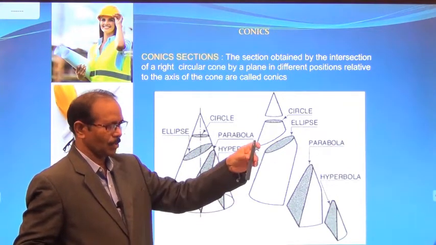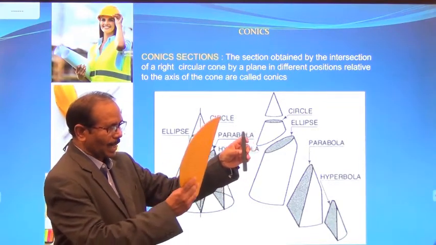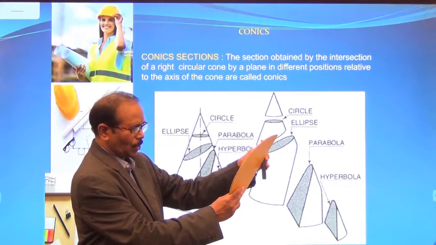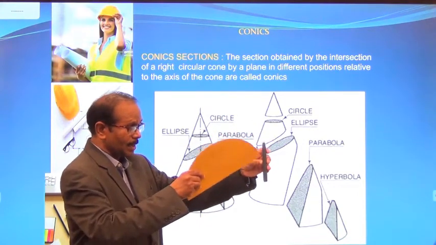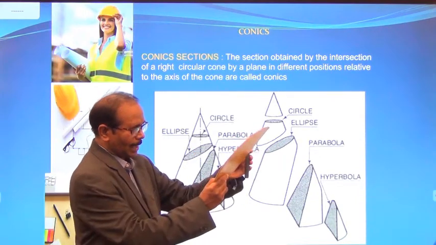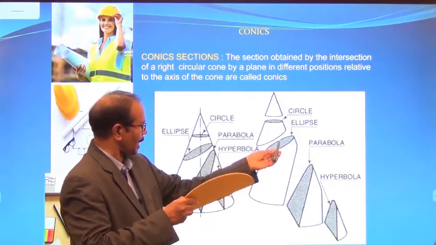Let's assume this is a cone. Now, I am cutting the cone at an angle to the axis. The generated curvature is an ellipse. Cut the cone at an angle to the axis, so the generated curve is an ellipse.